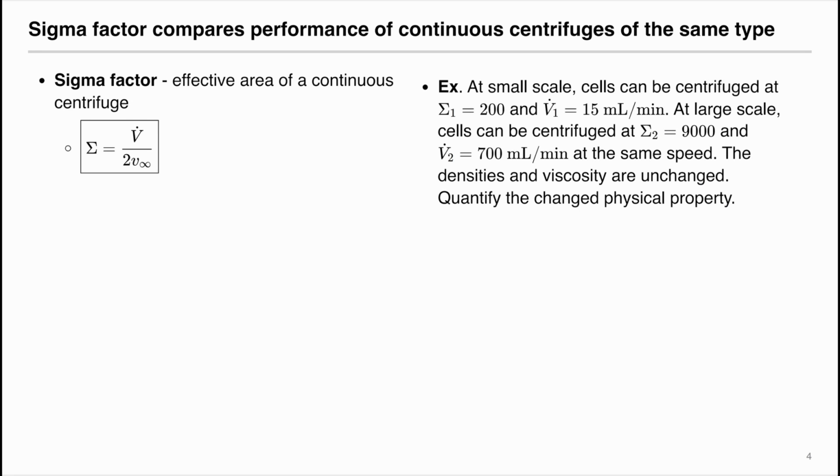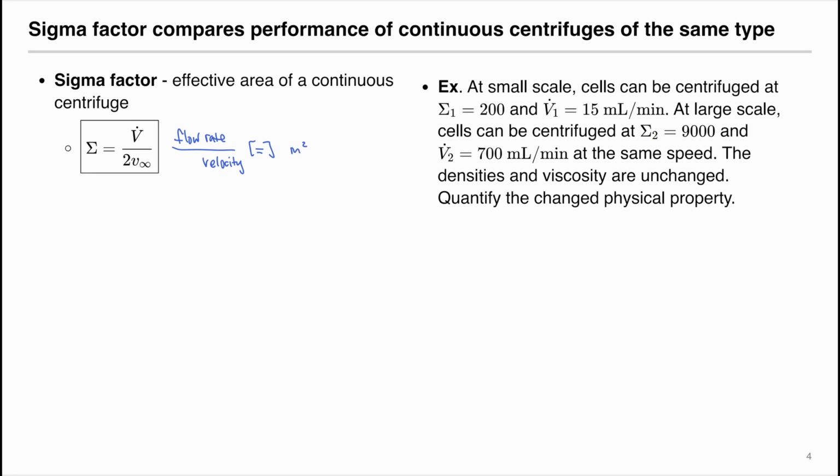Besides batch centrifuge, we can also have continuous centrifuge that are widely used in industry. The types of continuous centrifuge is beyond the scope of this video, but we can look at how we can compare performance of continuous centrifuges of the same type. We can use the sigma factor, or the effective area of the continuous centrifuge, to compare the centrifuges of same type. The sigma factor is defined as the volumetric flow rate divided by 2 times the terminal velocity. And therefore, we have the unit of area for sigma factor. And therefore, it is the effective area of the centrifuge.